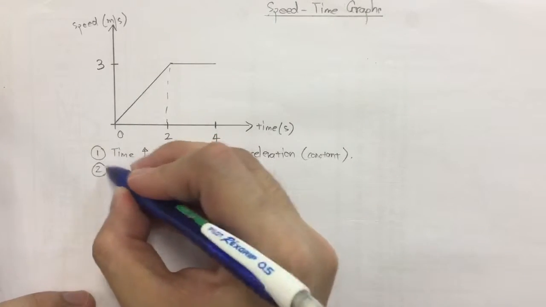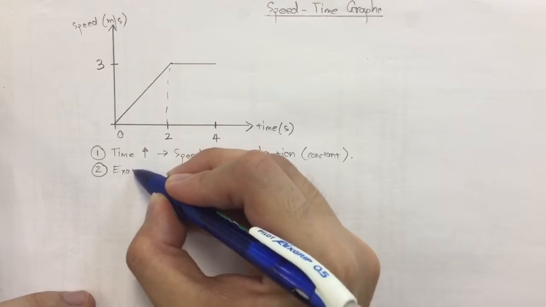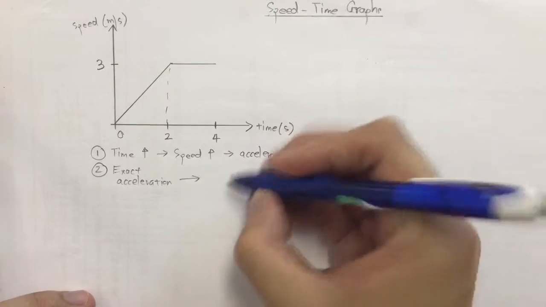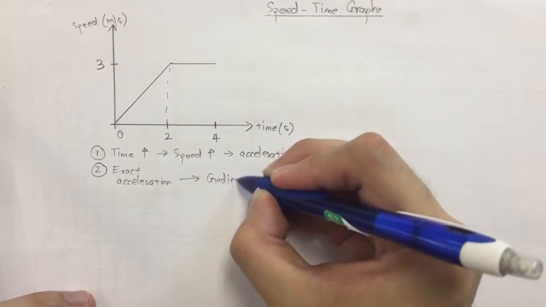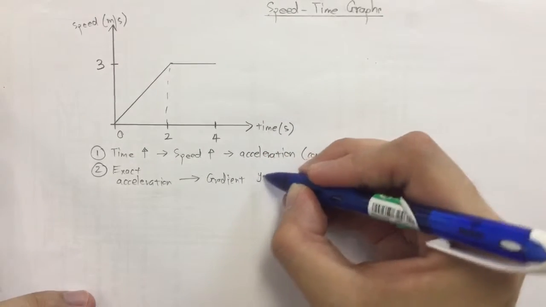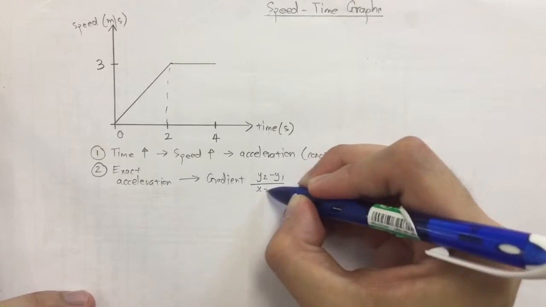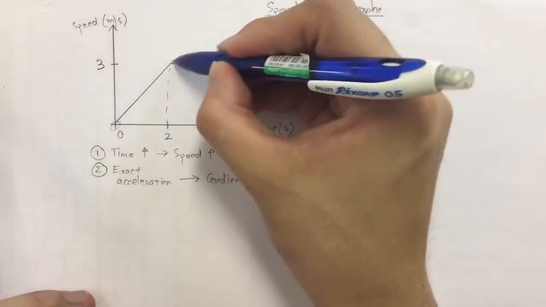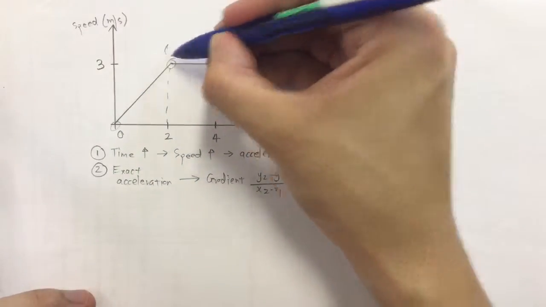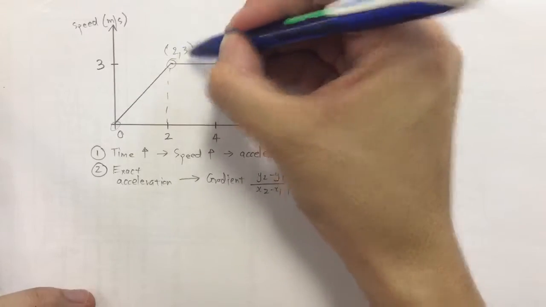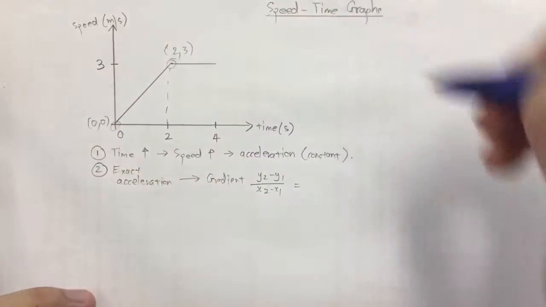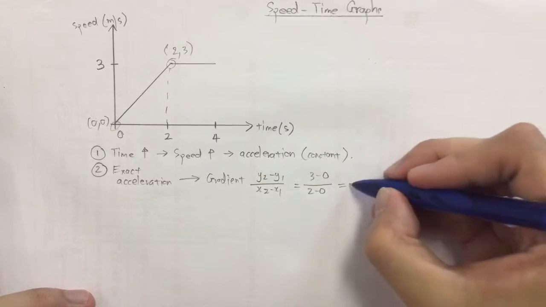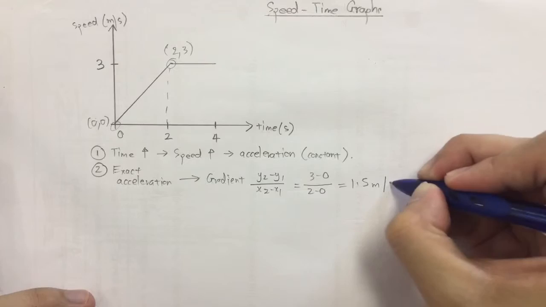Okay, so now you might be thinking, how do I find the exact number of the acceleration? So similarly, I can do it by the gradient method, which is to use y2 minus y1 over x2 minus x1. Okay, so in this case, let's find the acceleration from this point to this point. So I'm going to mark it out as a coordinate 2, 3. Here is 0, 0. So 3 minus 0 over 2 minus 0 to give me 1.5 meters per second squared.